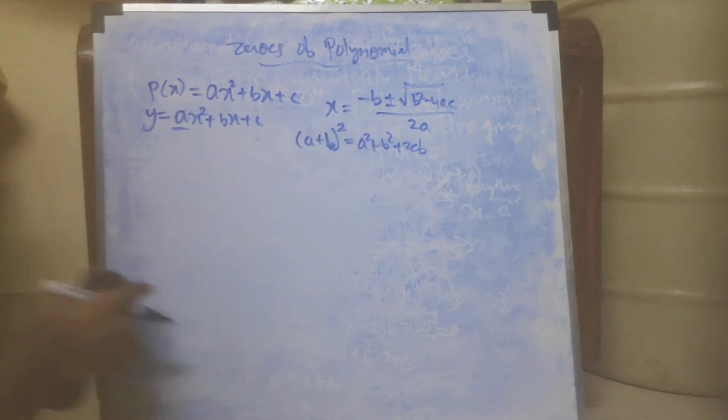Why it is important is that we can very clearly predict the zeros by seeing the graph itself, that is, how many zeros are there and what kind of polynomial it may be.